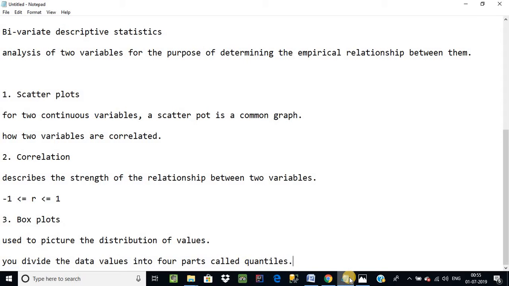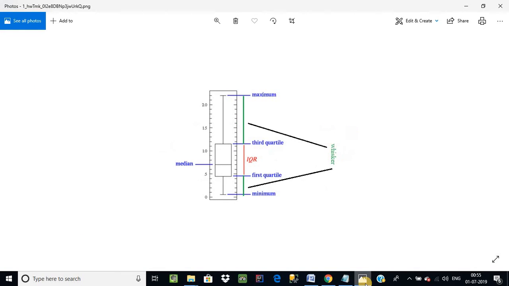You start by finding the median, or middle value. The median splits the data values into 2 halves. Finding the median of each half splits the data into 4 parts, also termed quartiles. This is what is exactly happening. These are the whiskers, this is the maximum value, this is the minimum value, this is the median, and this is the interquartile range. The interquartile range is the third quartile minus the first quartile. The third quartile is the 75th percentile and the first quartile is the 25th percentile.